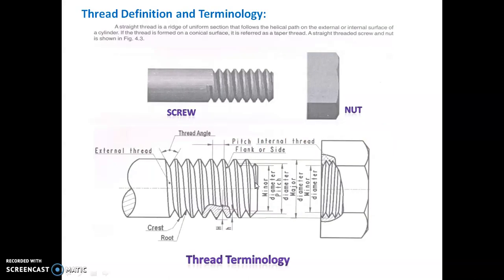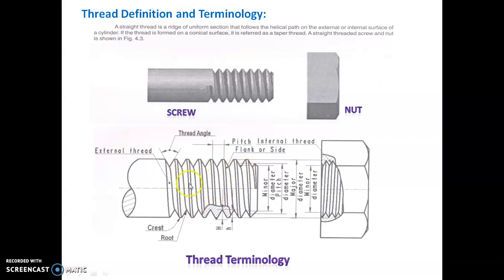So first, a straight thread is a ridge of uniform section that follows the helical path on the external or internal surface of a cylinder. So basically, thread is a helical form or helical ridge which will be formed on the external surface of the screw or the internal surface of the nut. So this is a figure which will demonstrate the terminology of the threads.